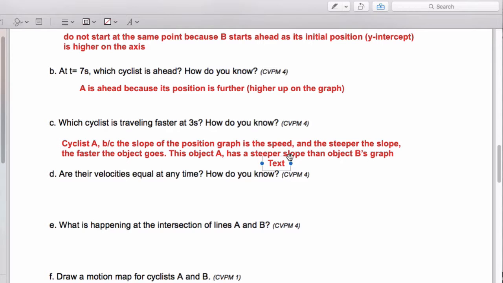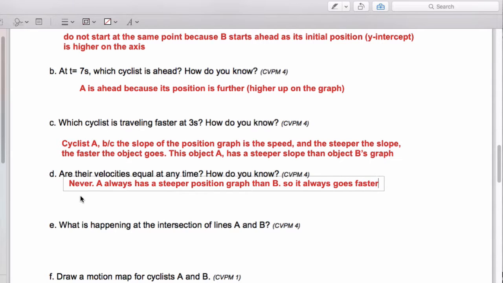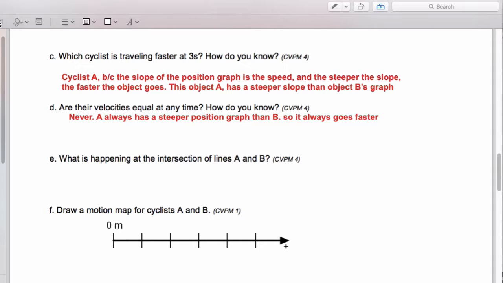Similarly, we can actually add to this and say never. A always has a steeper position graph than B. So it always goes faster. So what's actually happening at the intersections of lines A and B is that A passes B. And that's really what's going on there.